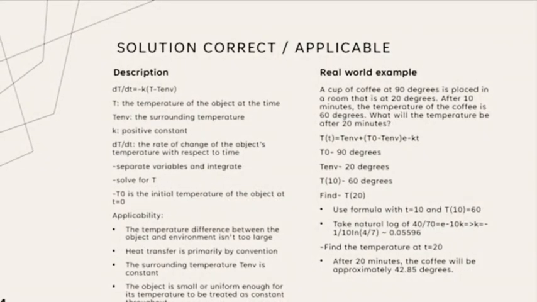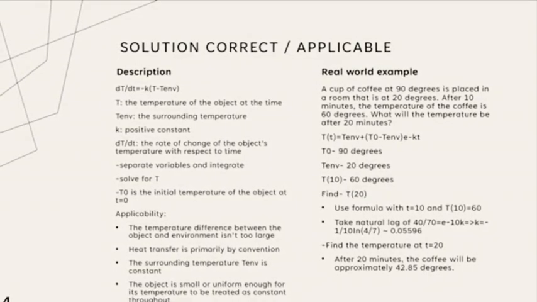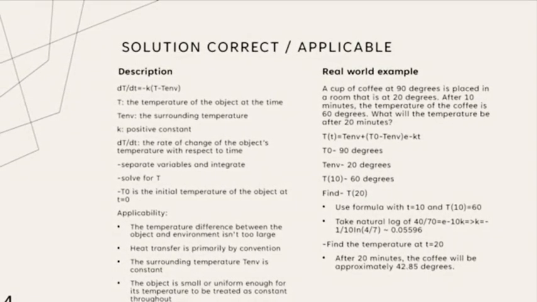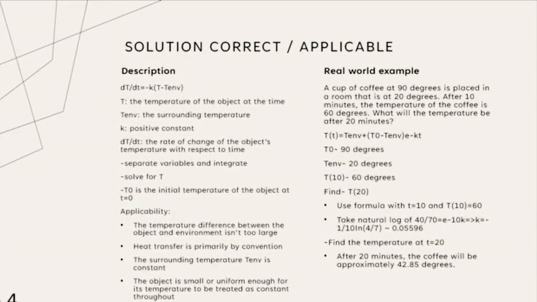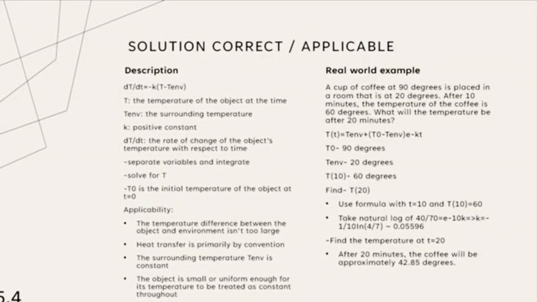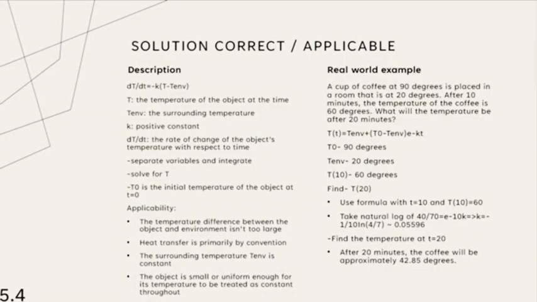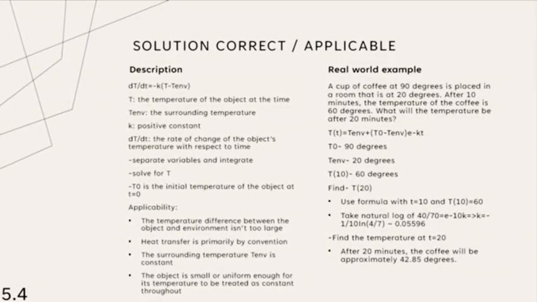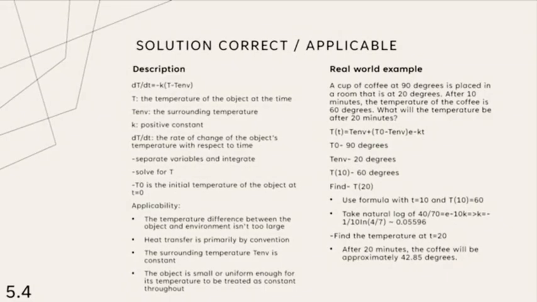Solution for Newton's law of cooling. The description separates the variables, solves for t. The temperature difference between the object and environment isn't too large. Heat transfer is primarily by convection. The object is small or uniform enough for its temperature to be treated as constant throughout.